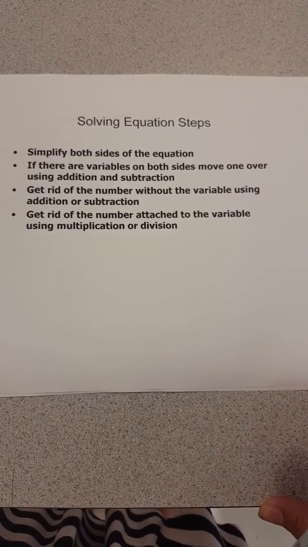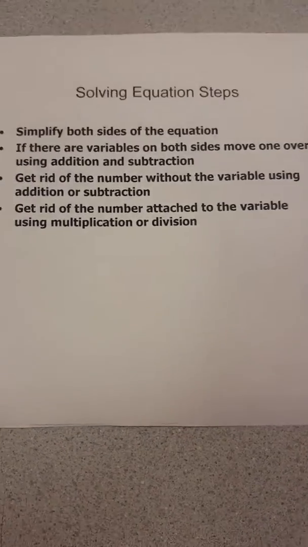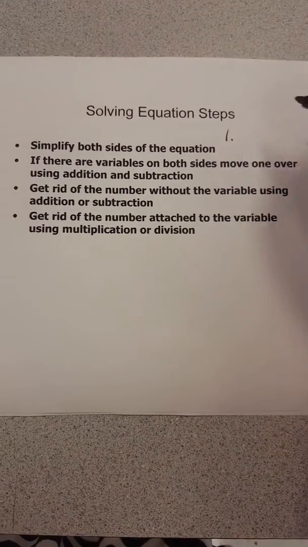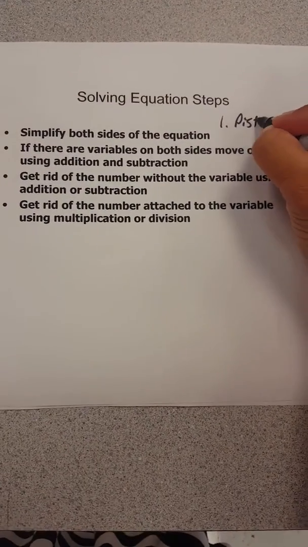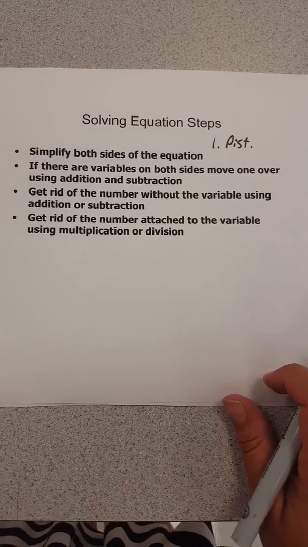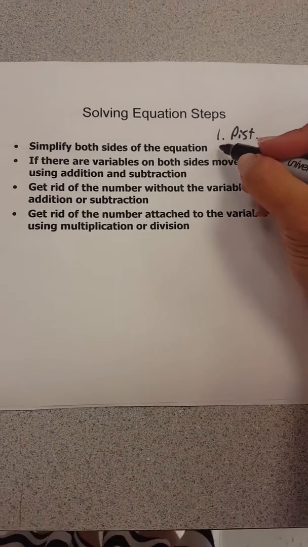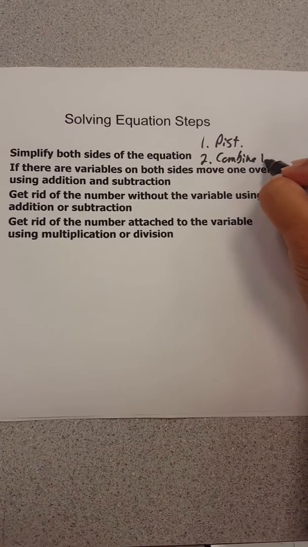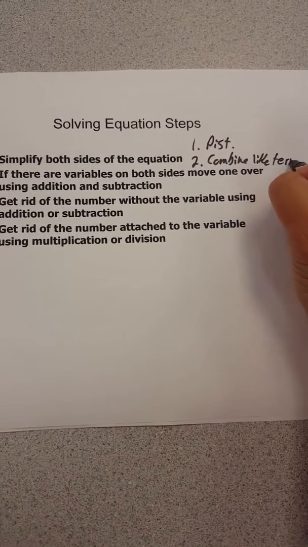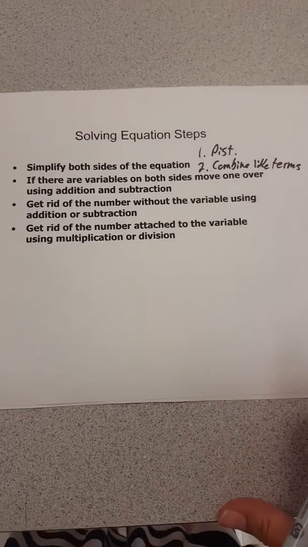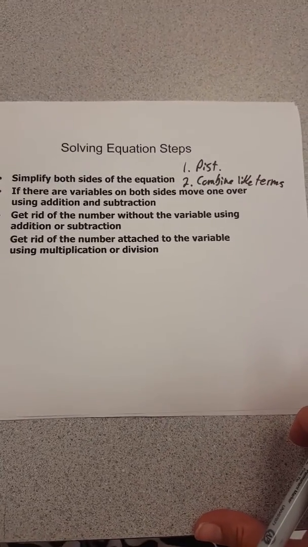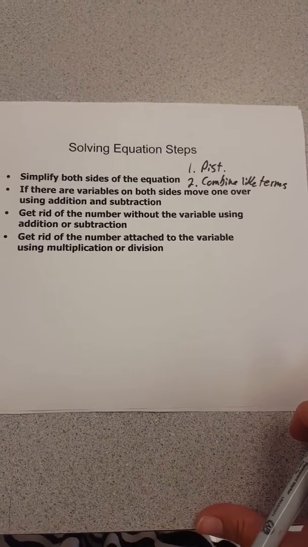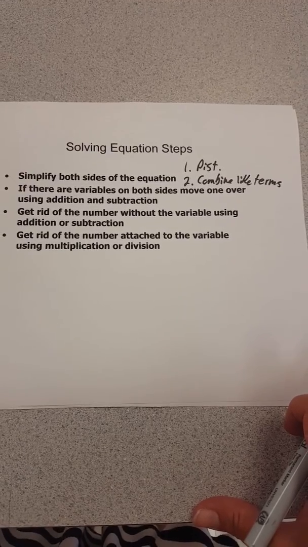First thing, you got to simplify both sides of the equation. There are two steps to simplifying. First, you need to distribute anything that needs to be distributed. So if you see those parentheses, make sure and multiply into them. Next, you need to combine like terms. First, you need to make sure they are on the same side of the equal sign in order for you to combine them. If they are on opposite sides, then you need to go to step 2 here.